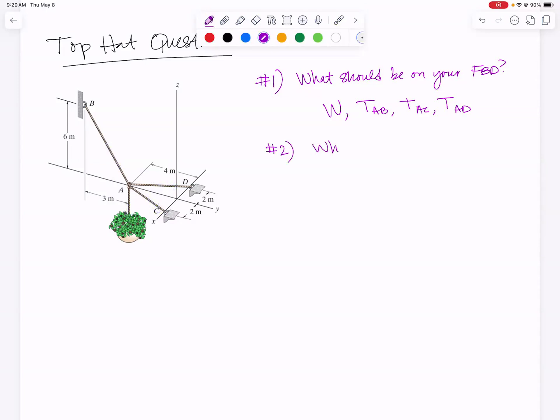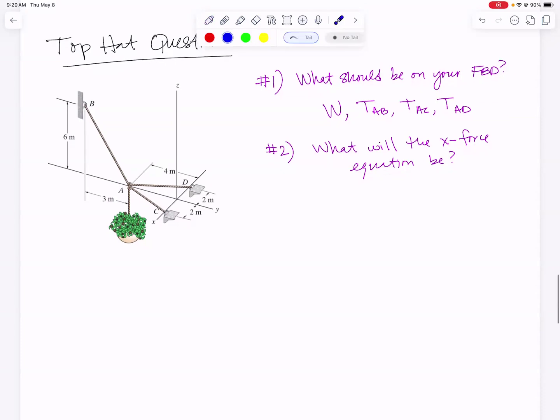Next question, what will the X force equation be? When I ask this in class, this is multiple choice, and I'm asking students to figure out what should be in this equation. If you're looking in the X direction, which is coming out this way, can you see that AB will not have any component in the X direction? The weight won't either. I'll only have a component from these 2 ropes. They'll each have a component. One is going in the positive X direction, the other is going in the negative X direction. So with that information, you'll be able to pull out the right answer. The right answer has a number times TAC minus a number times TAD equals 0.